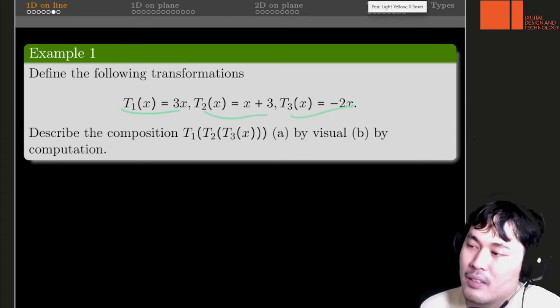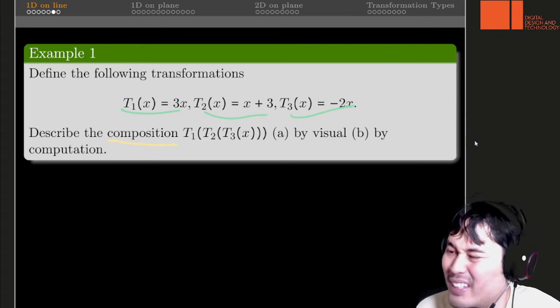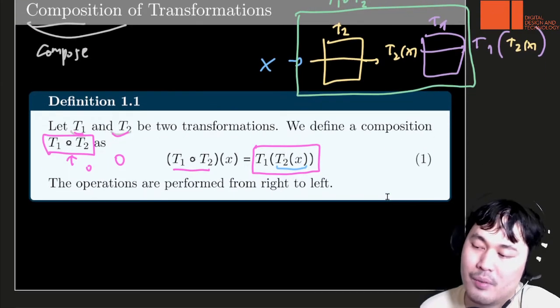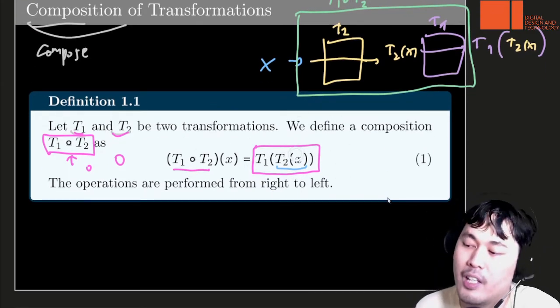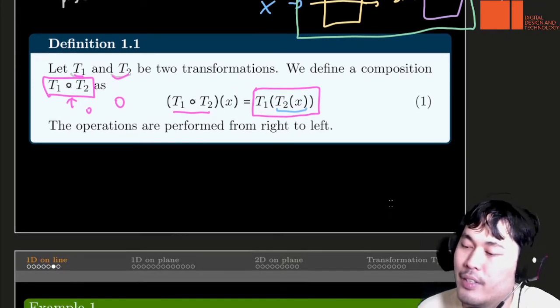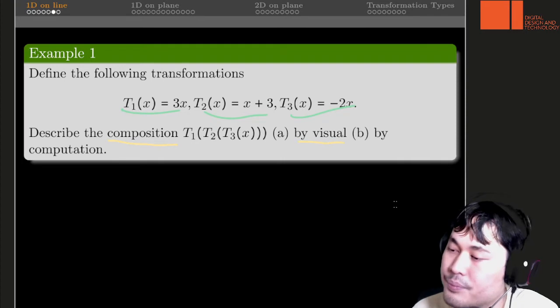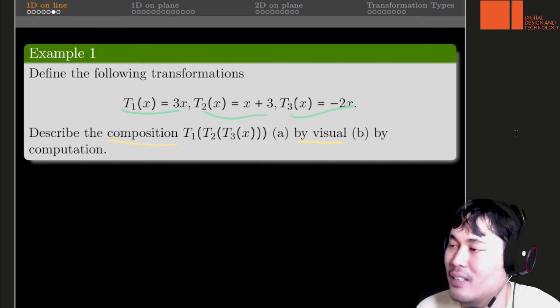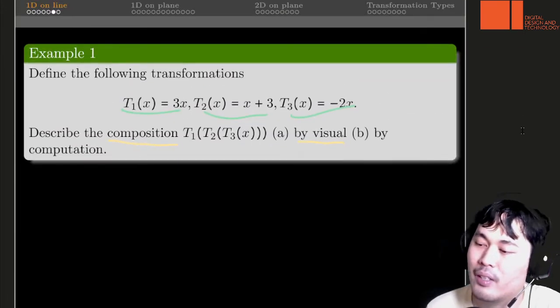So you want to compose them. And there are 2 ways to compose them. First, you can do computation, which is what we see in this first equation. Plug in the value of x and compute everything else. And you can also do it visually, which I don't have an example of in the slide, but I can draw it for you real quick.